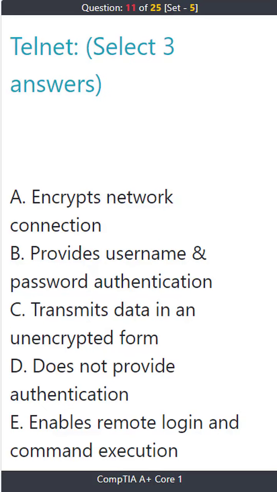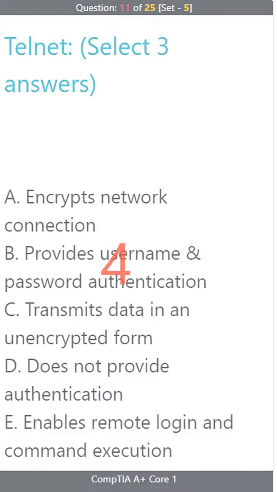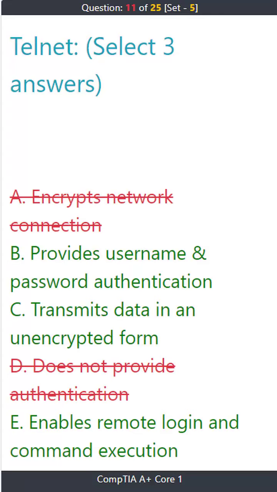Question 11. Telnet, select three answers. A. Encrypts network connection. B. Provides username and password authentication. C. Transmits data in an unencrypted form. D. Does not provide authentication. E. Enables remote login and command execution. The correct answers are B. Provides username and password authentication. C. Transmits data in an unencrypted form. E. Enables remote login and command execution.